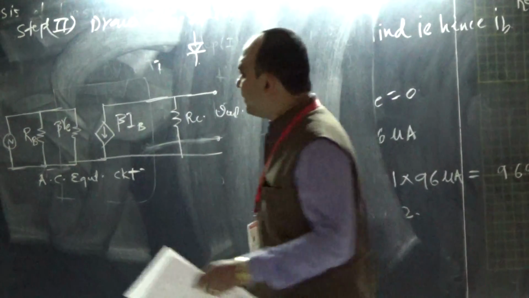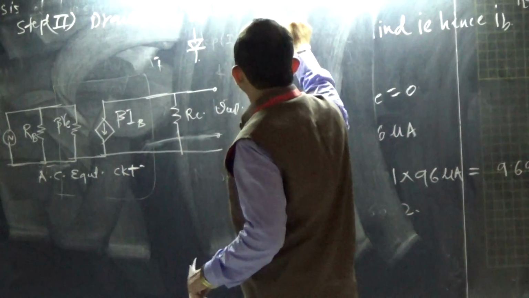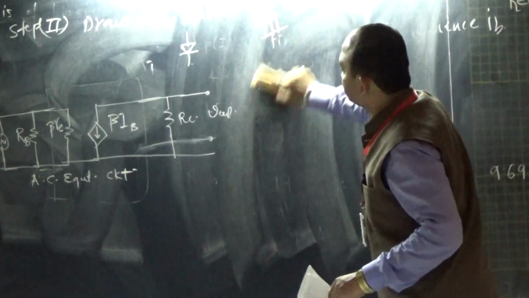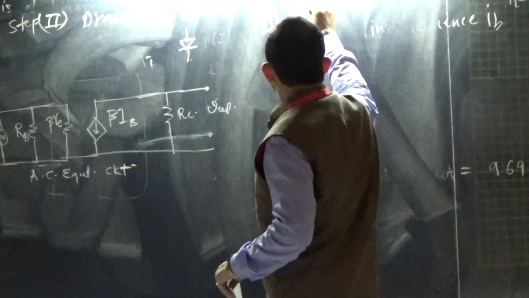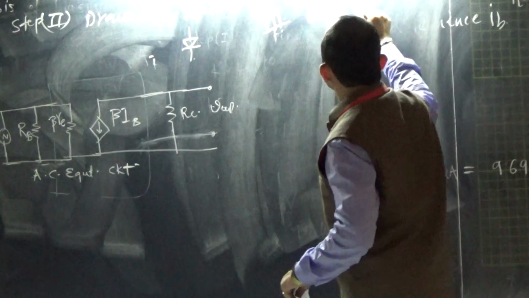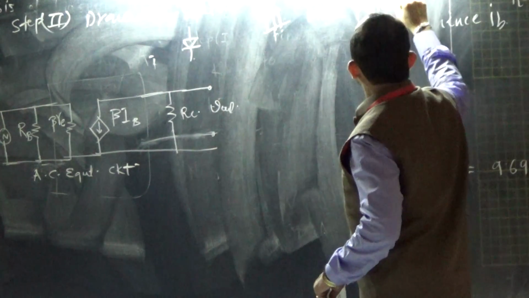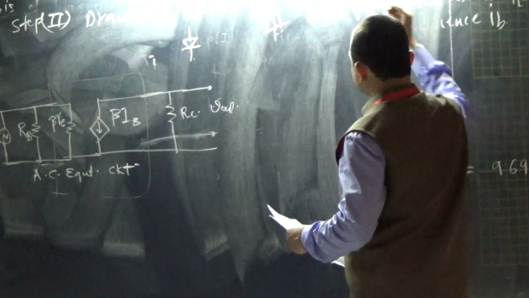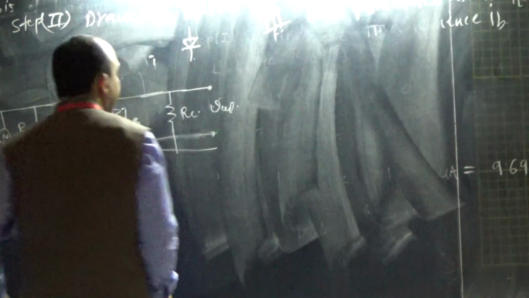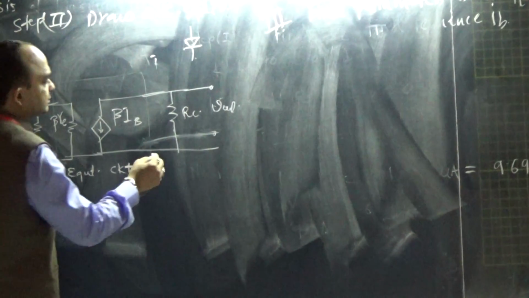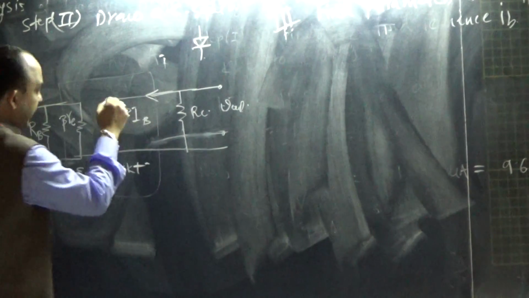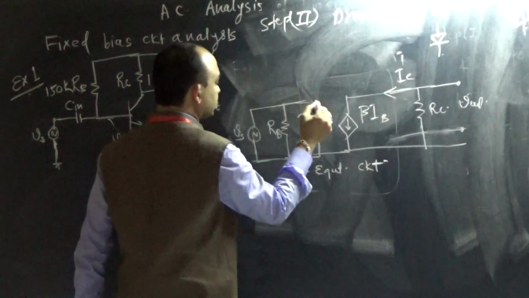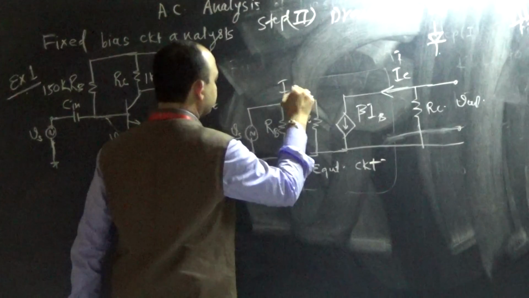And the third step, AC equivalent draw from here. Step 3. What is step 3? Find parameters. Here, before that, let us mark our standard practice. As a standard practice, since this arrow is shown like this, this is IC. This is IB.